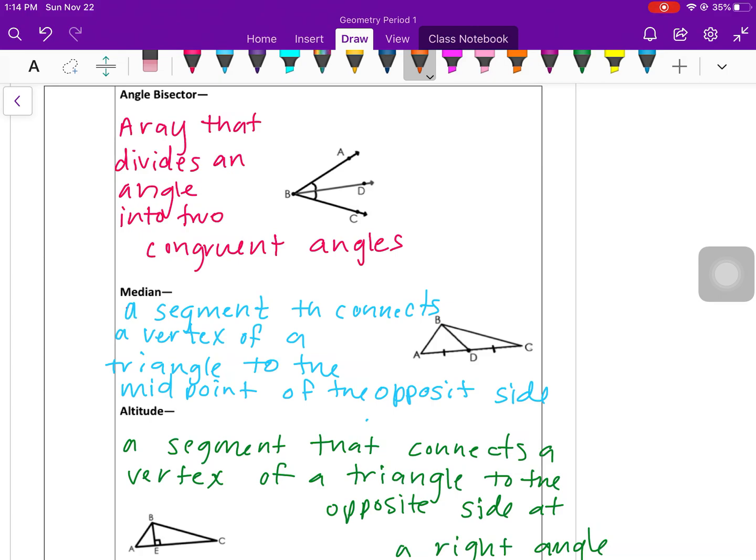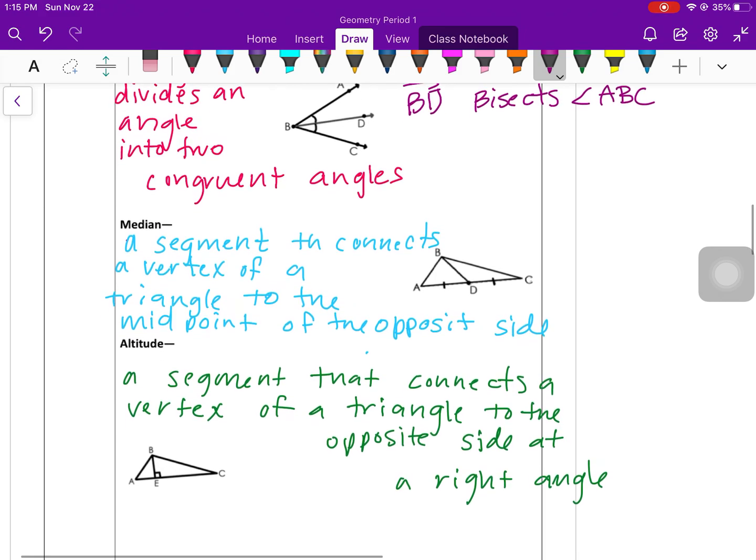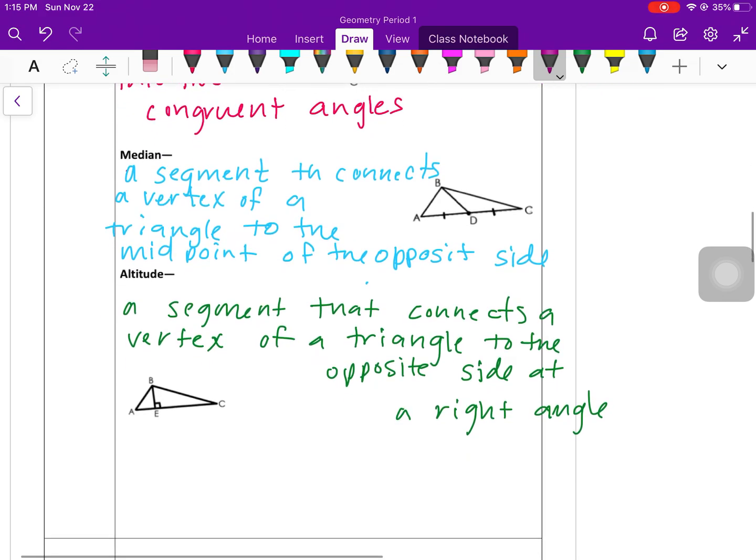So an angle bisector, we already know, is a ray that divides an angle into two congruent angles. That one is information that we knew already, but we're going to use that to apply it to new triangles. So what do we know about our angle bisector here? We know that ray BD bisects angle ABC. So we know that that created two congruent angles.